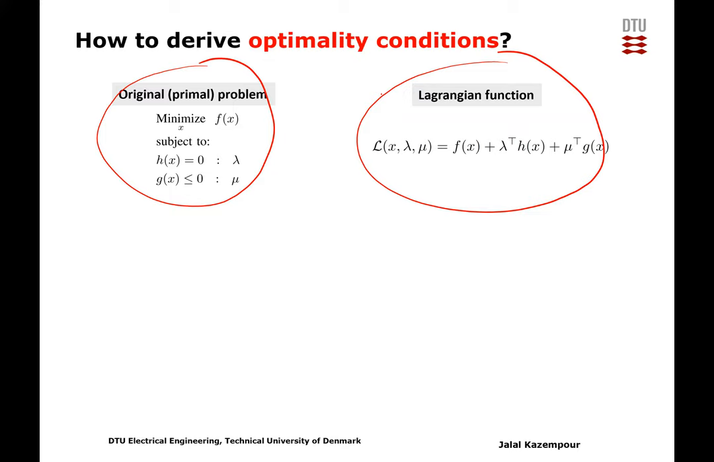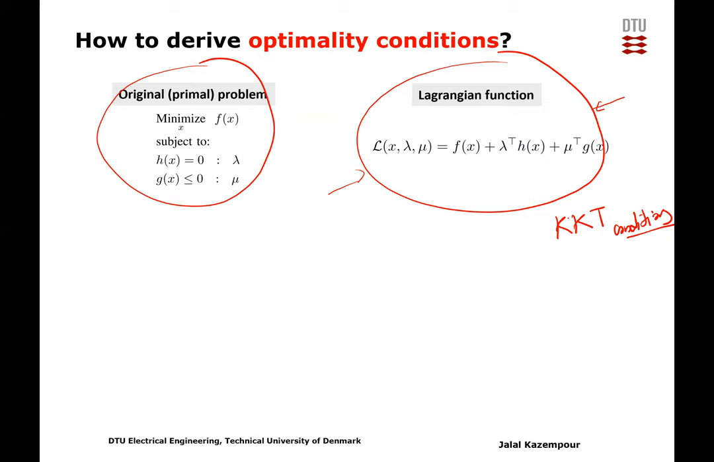It's clear. Good. Now we need to get KKT conditions, the Karush-Kuhn-Tucker conditions. They are optimality conditions. We'd like to solve this problem by hand, manually. So we derive the Lagrangian function, and from here we'd like to get a system of equations. How can we do that?